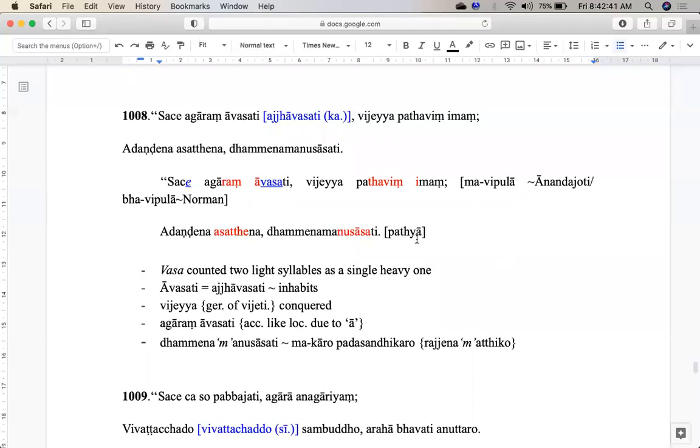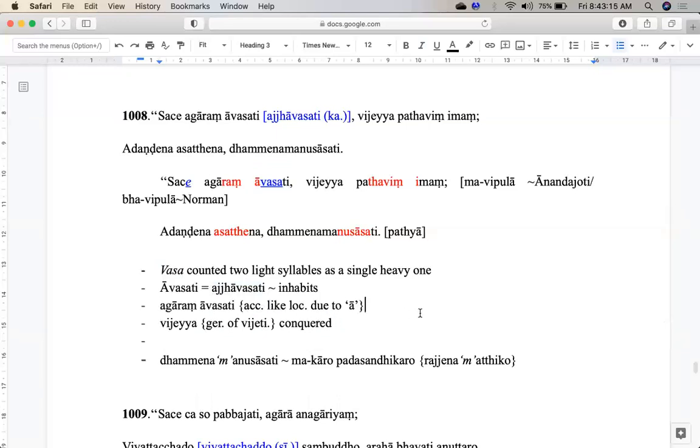Okay, so in this stanza here, I already explained was sa. So count two light syllables as a single heavy one. And our seti is the same as the Ijawa seti, but because of the stanza, a D is not included. Inhabit, or stays, dwells, lives. So here Agara Ijawa seti. The meaning of was seti is also lives, our seti also actually lives.